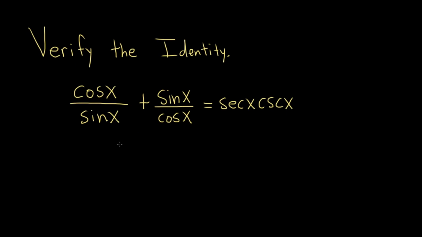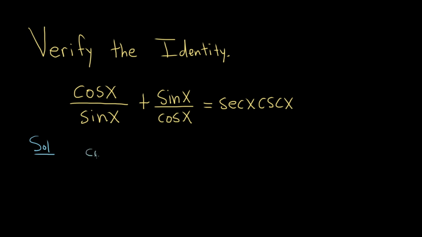Verify the trigonometric identity. Solution. So typically when we have trig identities and we're trying to verify them, we start by picking the more complicated side. So in this case, that's definitely the left-hand side. Let's go ahead and start by carefully rewriting that.